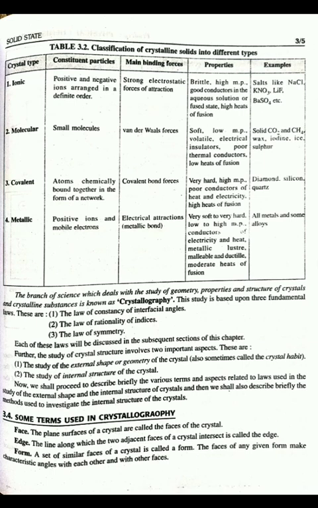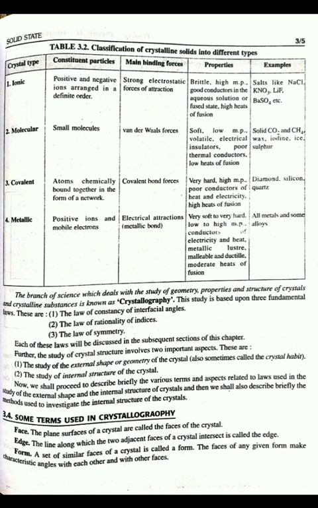Third, covalent crystals. Constituent particles: atoms chemically bound together in the form of a network. Main binding forces: covalent bond forces. Properties: very hard, high melting point, poor conductors of heat and electricity, high heats of fusion. Examples: diamond, silicon, quartz. Crystal type fourth is metallic. In this, constituent particles are positive ions and mobile electrons. Main binding forces are electrical attraction, the metallic bond.